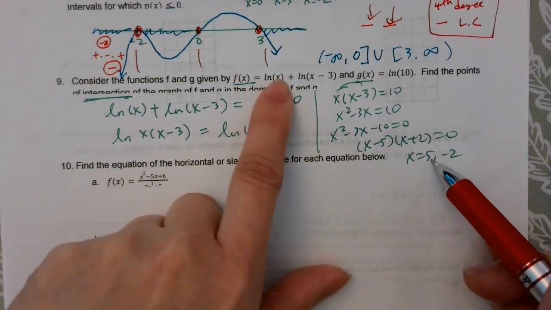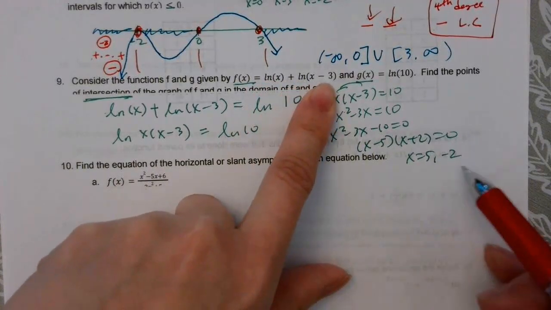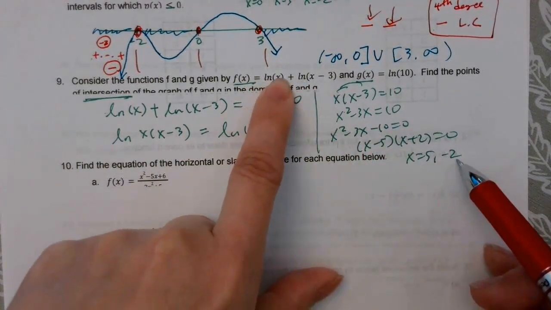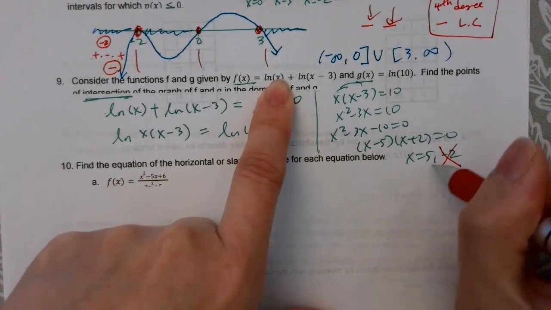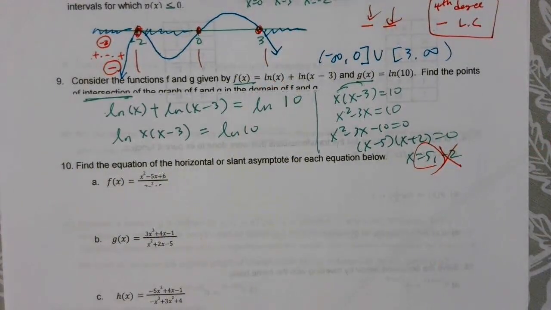Let's start with the 5. 5 positive, 5 minus 3 positive. You're good. What about -2? Natural log of -2 is invalid. So sorry, that's your fake solution. The only solution is 5.